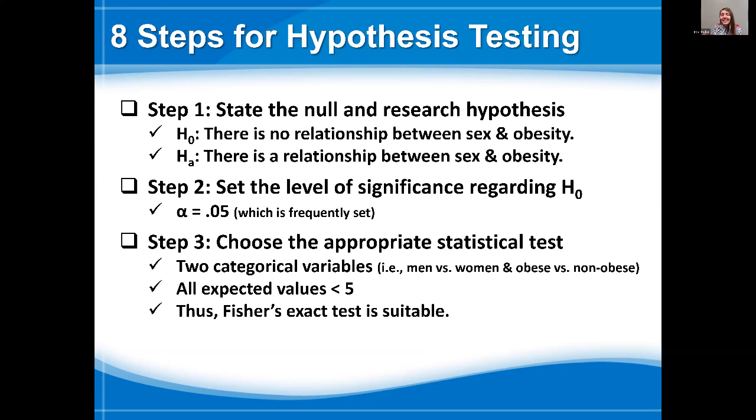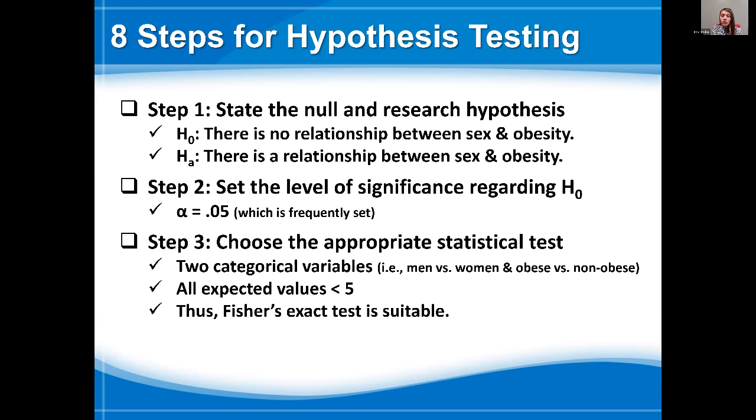Again, following the 8 steps for hypothesis testing, step 1, we state the null and research hypothesis. The null hypothesis is there is no relationship between sex and obesity. An alternative hypothesis is there is a relationship between sex and obesity. Step 2, set the level of significance regarding the null hypothesis. In applied science, we usually set our alpha level at 0.05, so we're going to do that here as well.